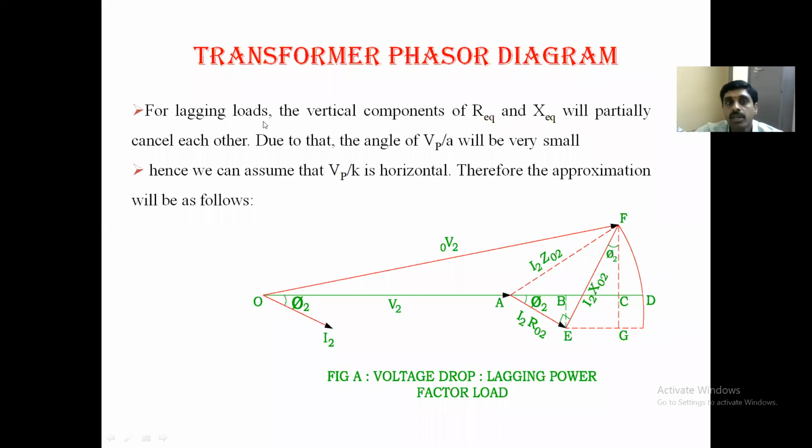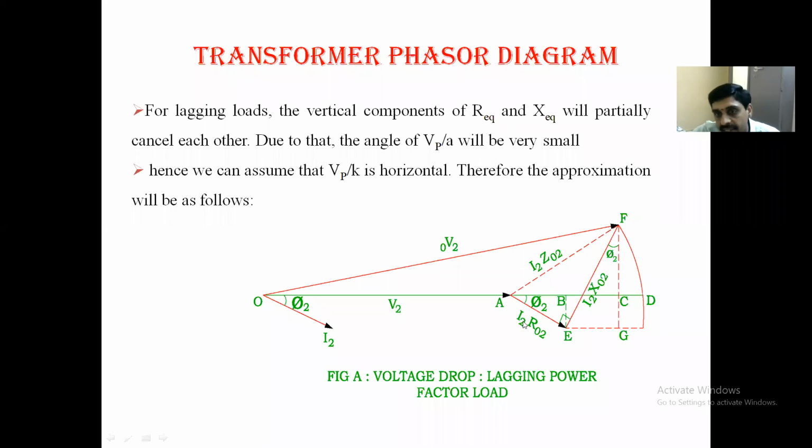Okay, now for the lagging loads, this is V2, and the current is lagging V2 by phi 2, like this. So we can draw I2 like this. Therefore, in parallel to I2 there is I2 R02. So V2 plus I2 R02, and at 90 degrees to I2 R02 is I2 X02. So this is I2 Z02. Therefore, V2 plus I2 Z02 is equal to V2 naught. Normal formula. What is I2 Z02? I2 R02 plus I2 X02.